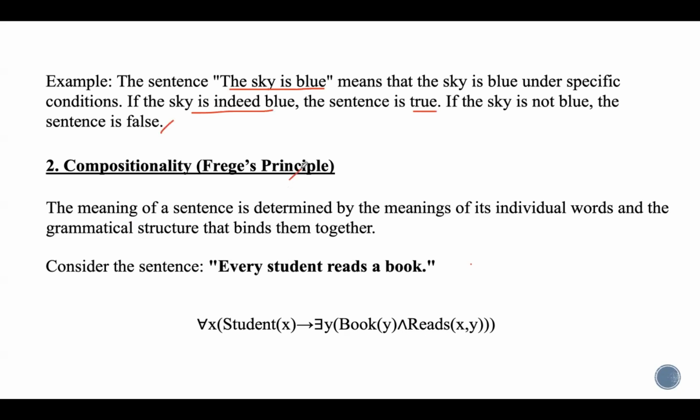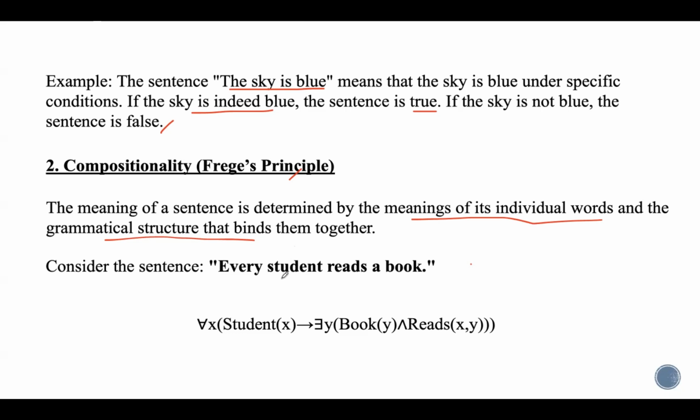Second one is compositionality. This principle states that a sentence can be understood by breaking it down into smaller components such as individual words or phrases and analyzing how these components combine. So here the meaning of a sentence is determined by the meaning of individual words as well as the grammatical structure that binds them together. Meaning of complex expressions is derived step by step, starting with the basic meanings of words and building up the meaning of larger structures.